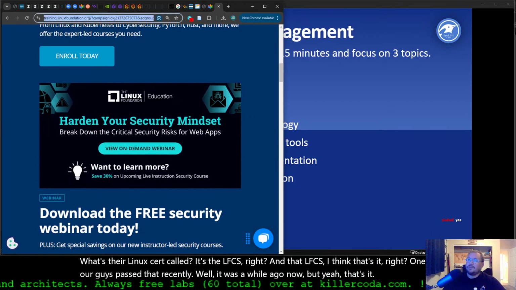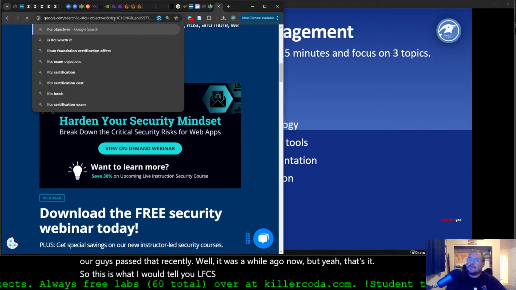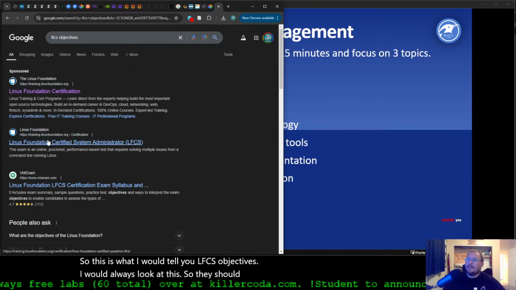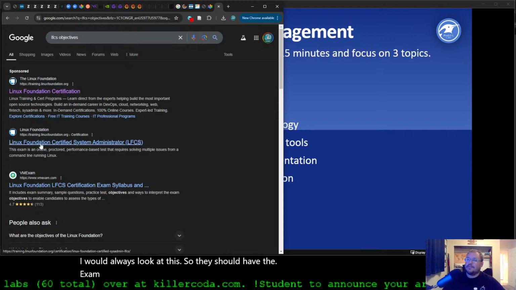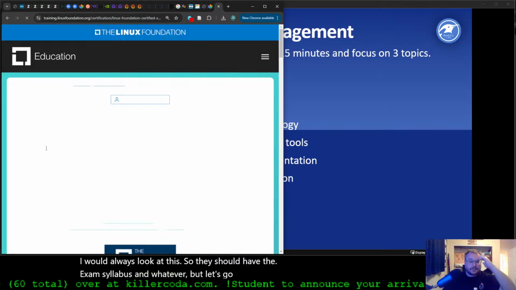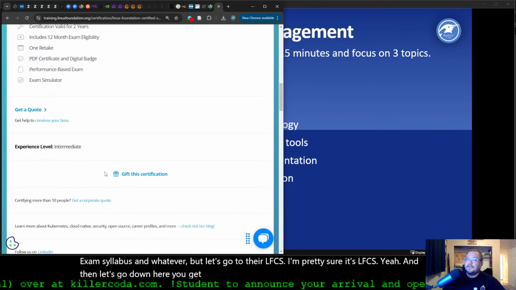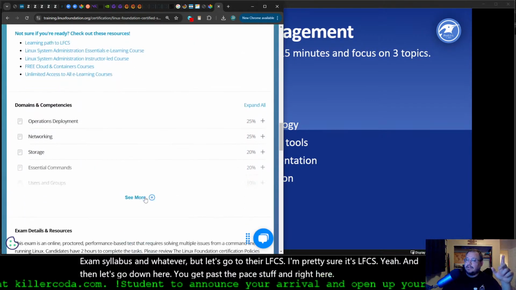So, this is what I would tell you. LFCS objectives. I would always look at this. They should have the exam syllabus and whatever, but let's go to their LFCS. I'm pretty sure it's LFCS, yeah. And then let's go down here. You get past the pay stuff. And right here, they should have, here it is.